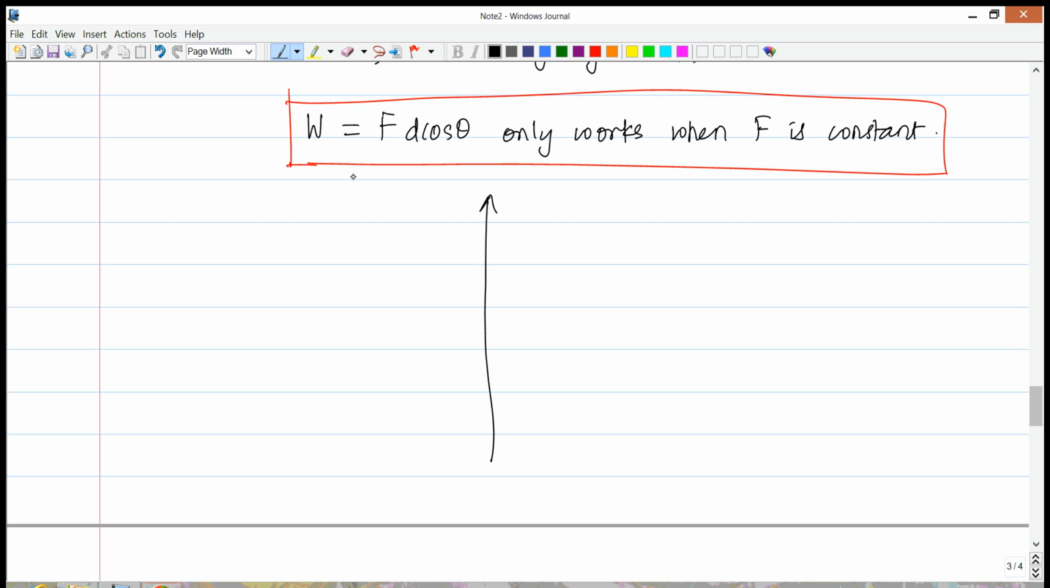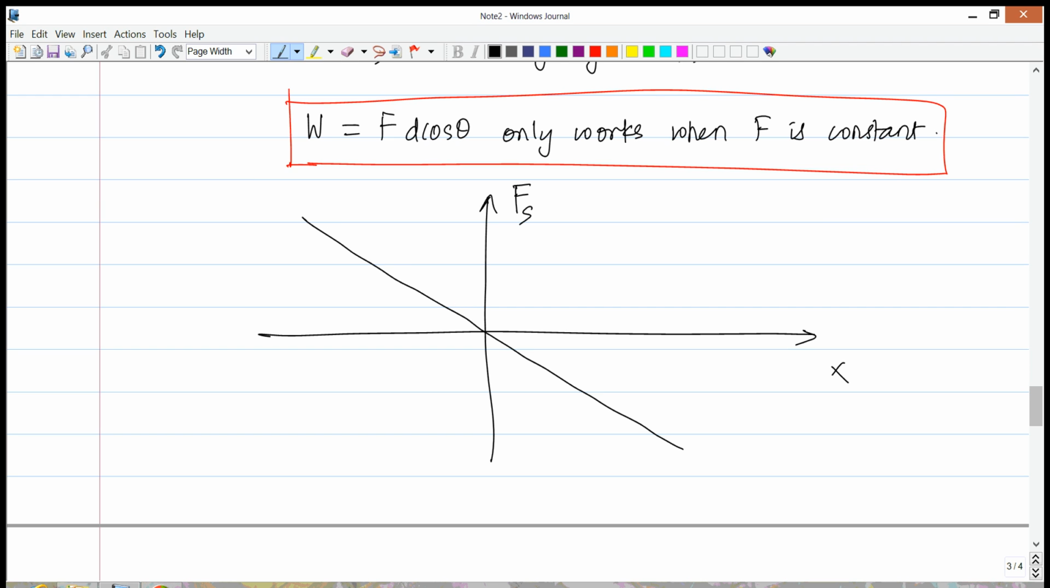What we'll do is we'll draw a graph of the spring force versus the spring extension. And you see that since Fs is negative kx, negative k times x, this would be a graph with negative slope that passes through the origin. So now, to find the work done by the spring, let's say we were to extend the spring from 0 to some value x. Our goal is to figure out what the work done is.